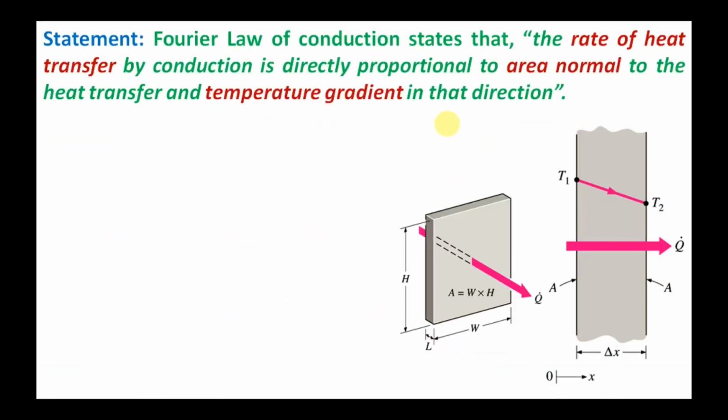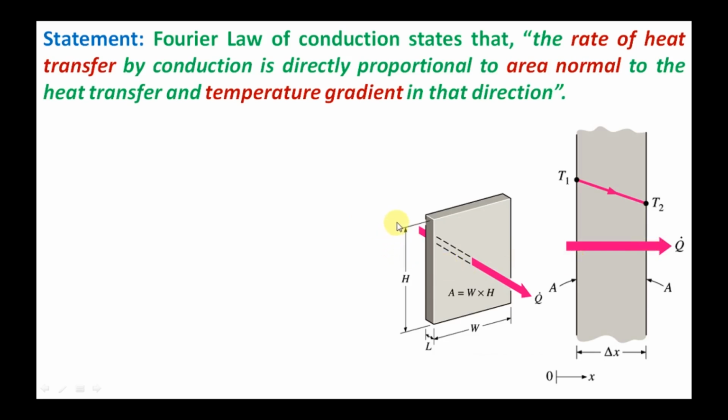The statement of the law is that the Fourier law of conduction states that the rate of heat transfer by conduction is directly proportional to the area normal to the heat transfer and the temperature gradient in that direction. That means if you take Q as the rate of heat transfer, this rate of heat transfer is directly proportional to the area normal to the heat transfer.